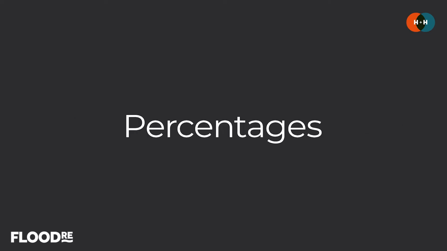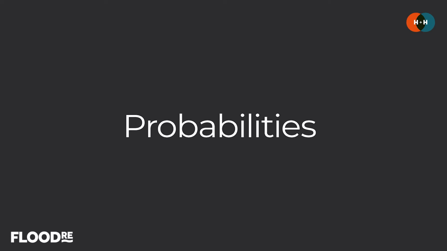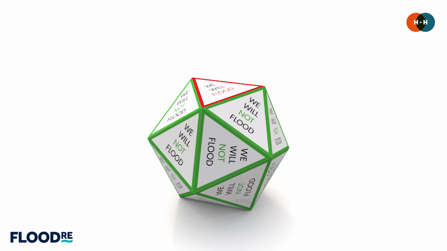But when we're looking at percentages and probabilities, we need to remember that just because a place has a 1 in 20 year chance of flooding and floods today, this doesn't mean it won't happen for another 19 years. And as you can see illustrated here with this 20-sided dice, each time we roll it, there's going to be that same 1 in 20 probability of the result being we will flood.